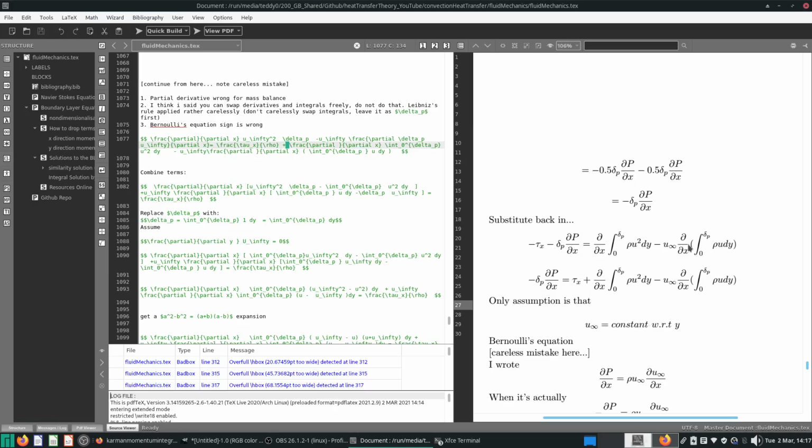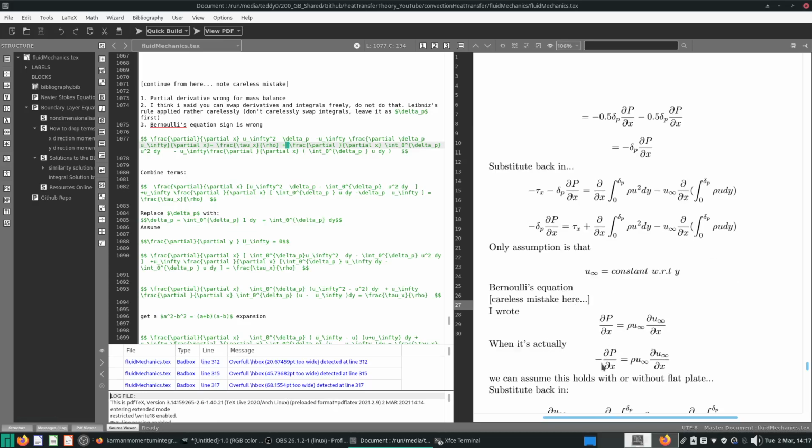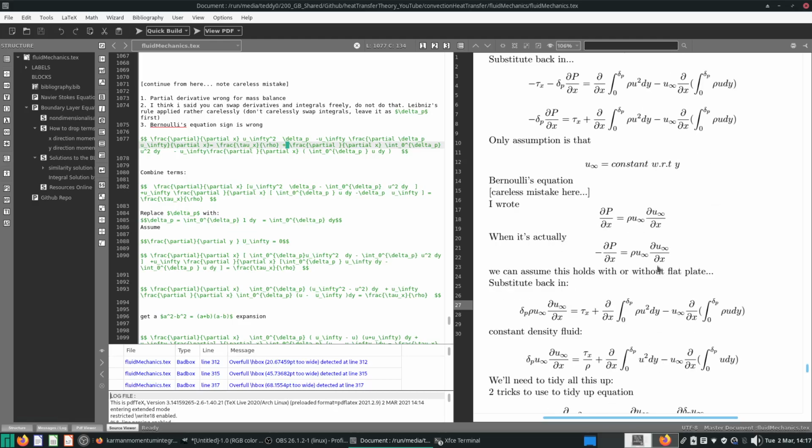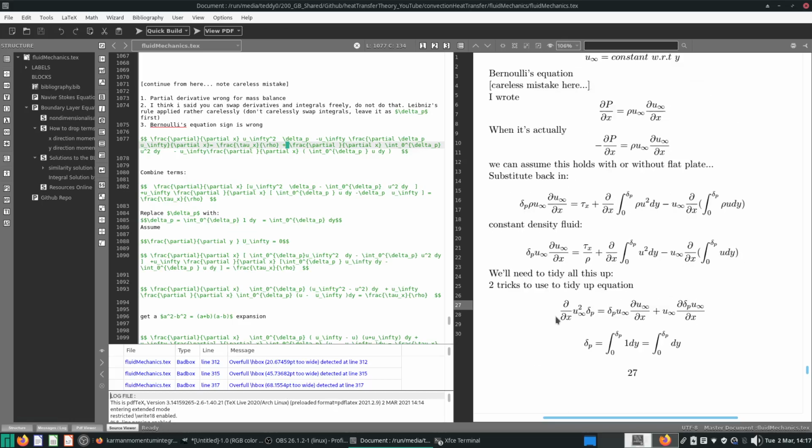So let's continue from there. Okay, we have u infinity outside, that's one, and del p del x with the minus. This whole thing will equal to rho u infinity del u infinity del x. So substituting this part here, you will get the minus sign disappearing. So that's one thing, the minus sign should disappear.